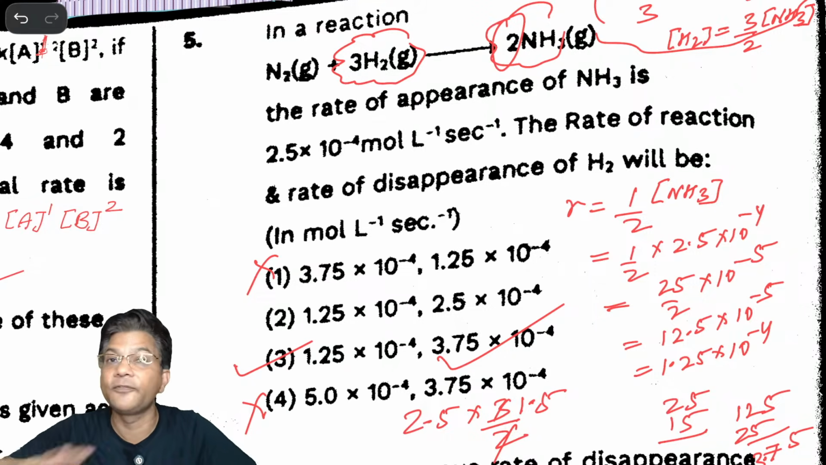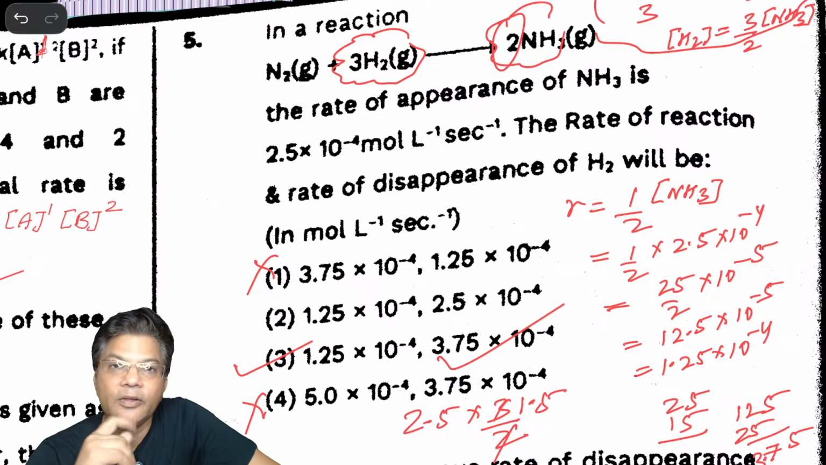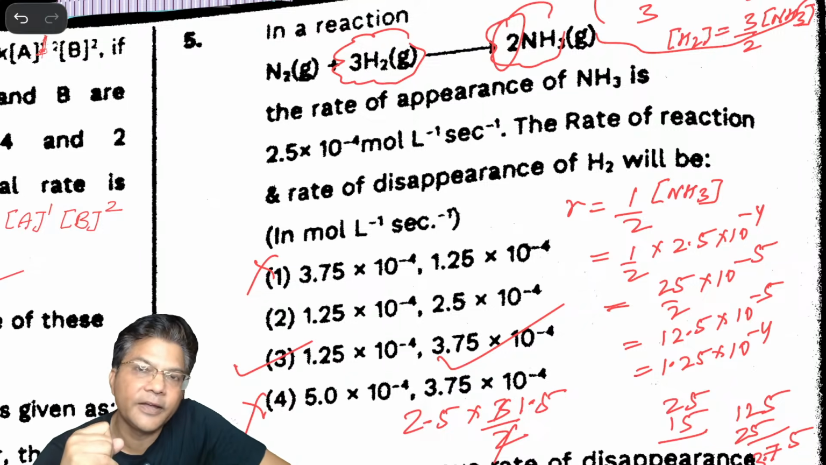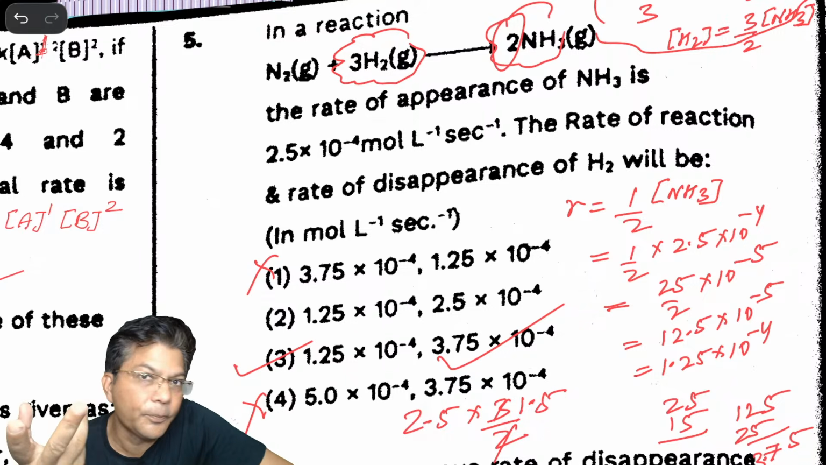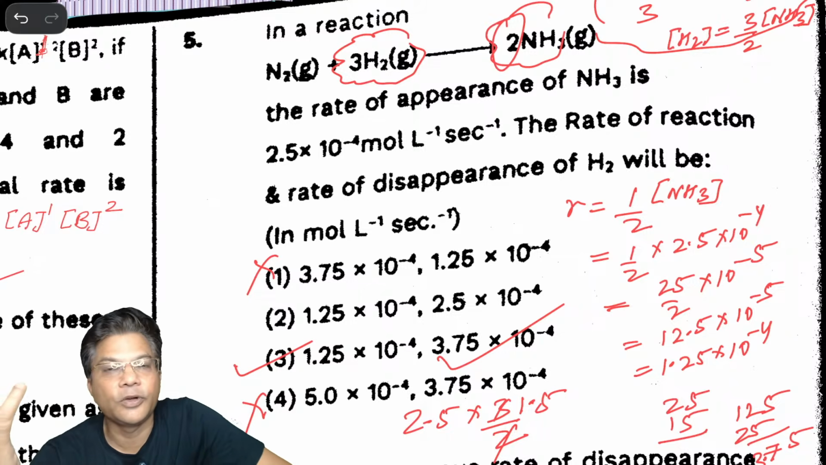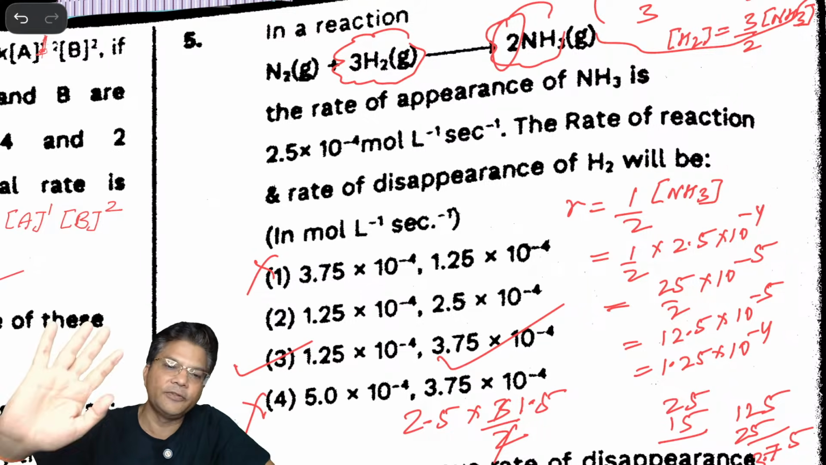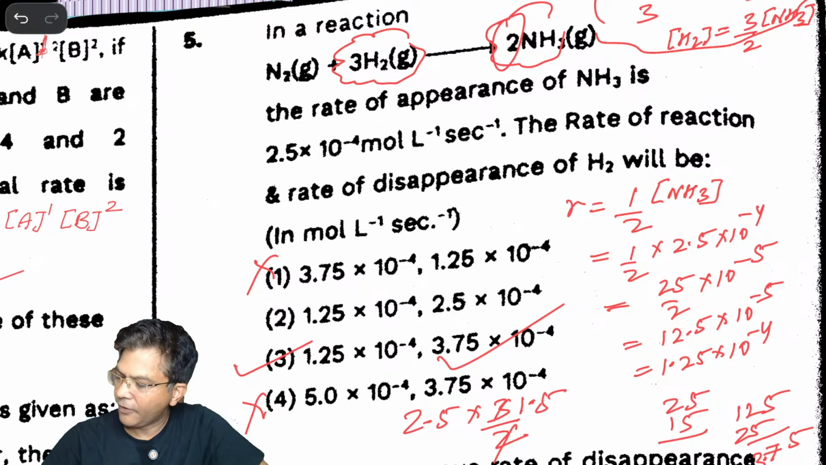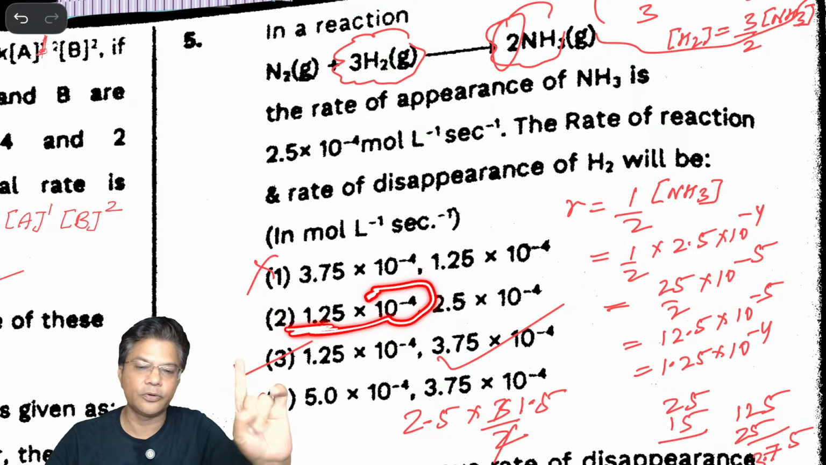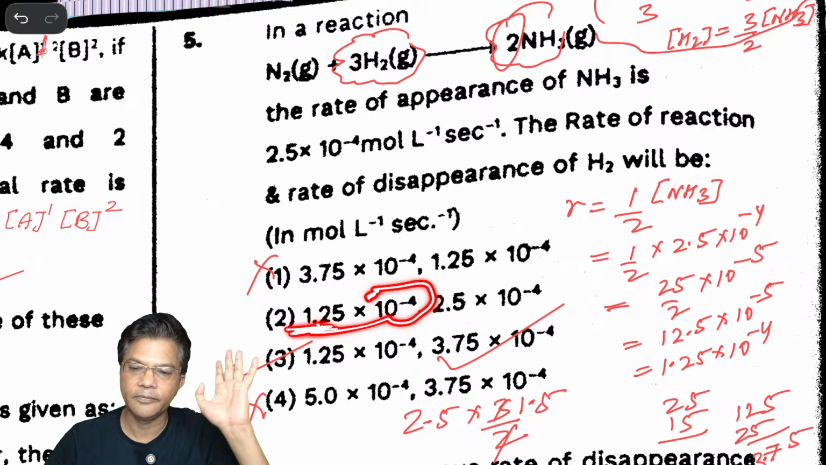What is the half of 25? Tell me. 25 into 10 to the power minus 5. Half of 25 is 12.5. So 12.5 into 10 to the power minus 5, that is 1.25 into 10 to the power minus 4. Orally you have done it. Half of 25 into 10 to the power minus 4 is 12.5 into 10 to the power minus 5, or 1.25 into 10 to the power minus 4. Clear? This you have done orally.